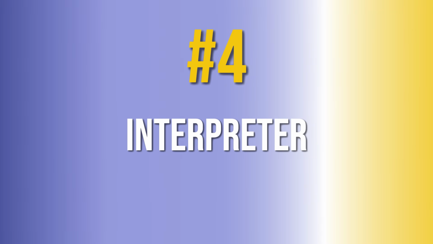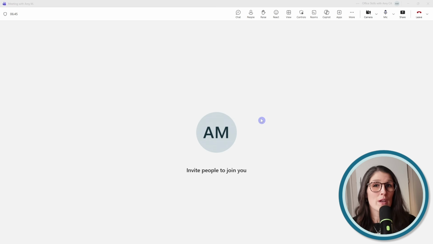Number four is automatic language detection with interpreter. So interpreter allows us to have meetings with other people that speak a different language without having a human interpreter in the meeting. And with this new update, your spoken language is automatically detected.